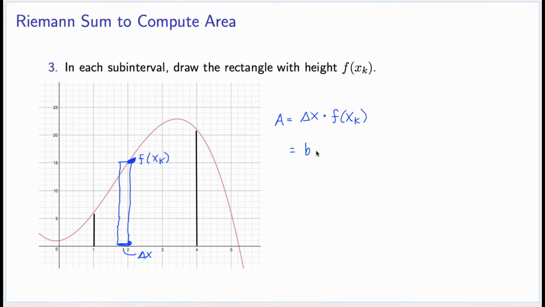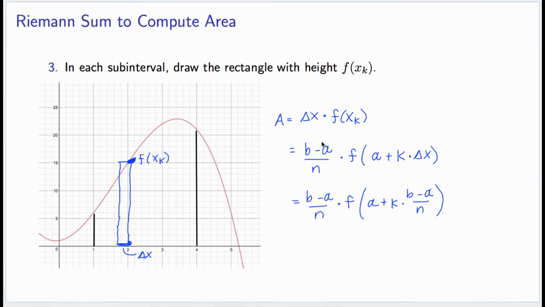So the area of each of these is just delta x times the function value. And remember, we have values for these things. Delta x we know is b minus a over n, and f of x sub k, we found x sub k, that's the right endpoint of the kth subinterval, so that's f of a plus k times delta x. And again, we know what delta x was. It was b minus a over n. So this is just f of a plus k times b minus a over n. And again, this gives us the area of one of these rectangles because it's just the base of the rectangle times the height.